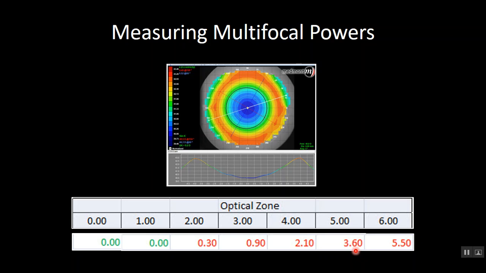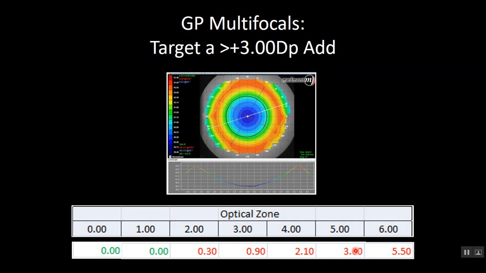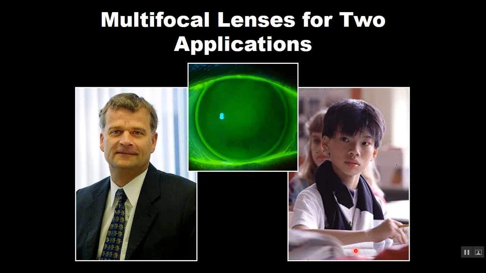What is the pupil size? Make sure that we push the high add within that pupil that's necessary. So we're generally going to target a 3 to 3.5 diopter add for our kids in their multifocal GPs when we're shooting for myopia control. So the Apex Multifocal is one of those tools that you have available to you that we can use for both the adult presbyope and the young child.